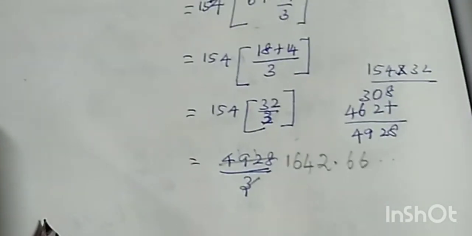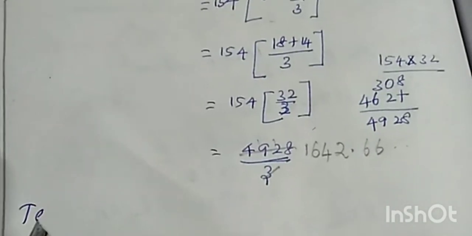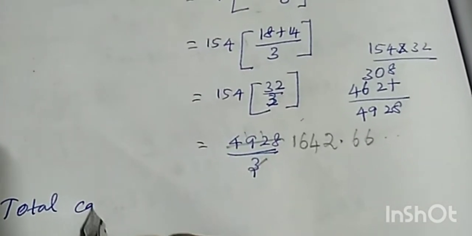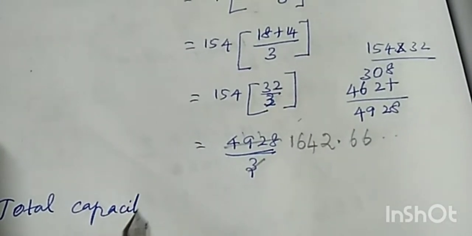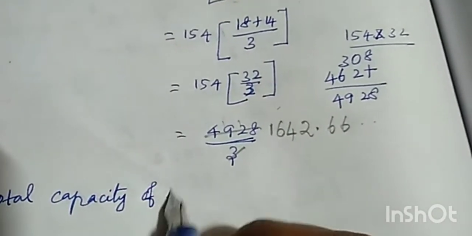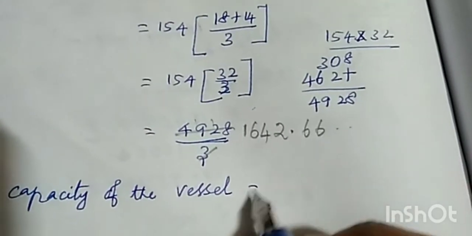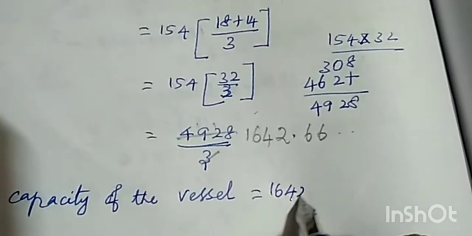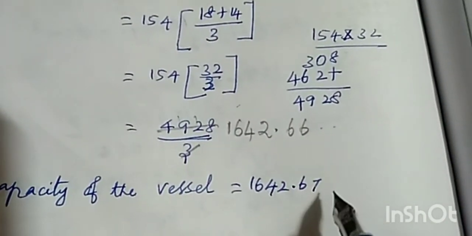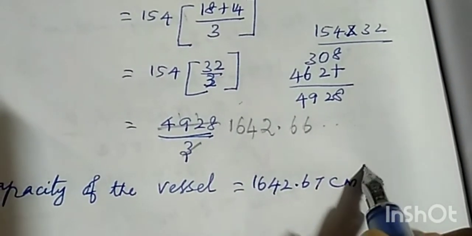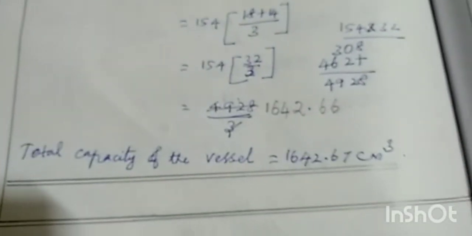Total capacity of the vessel is equal to 1642.67 centimeter cube. Underline the solution and draw a line after the sum is over.